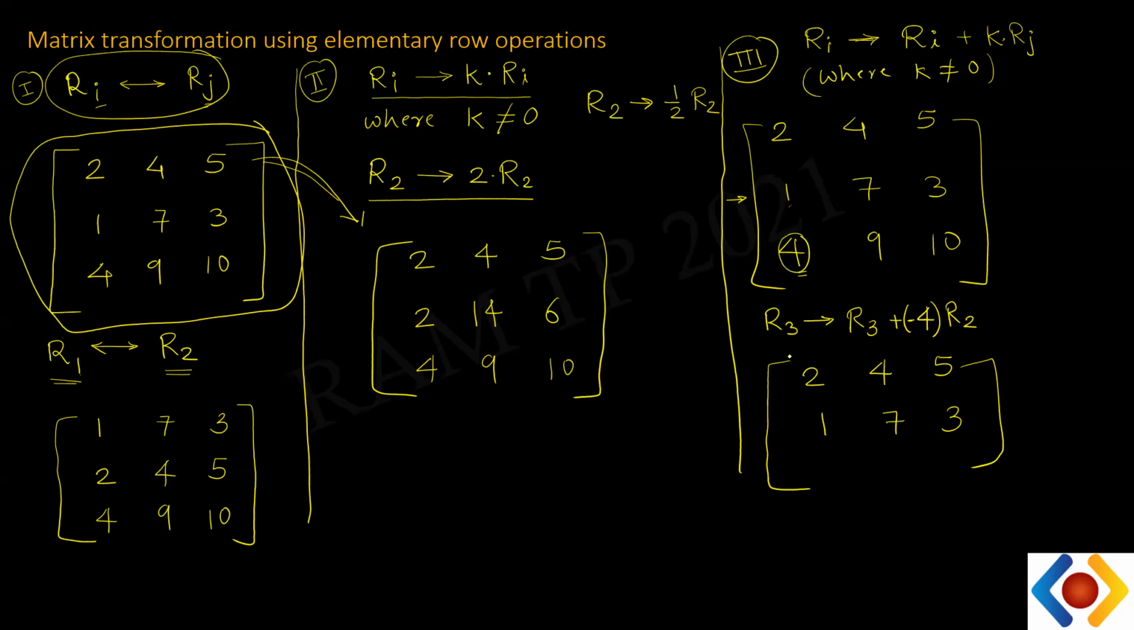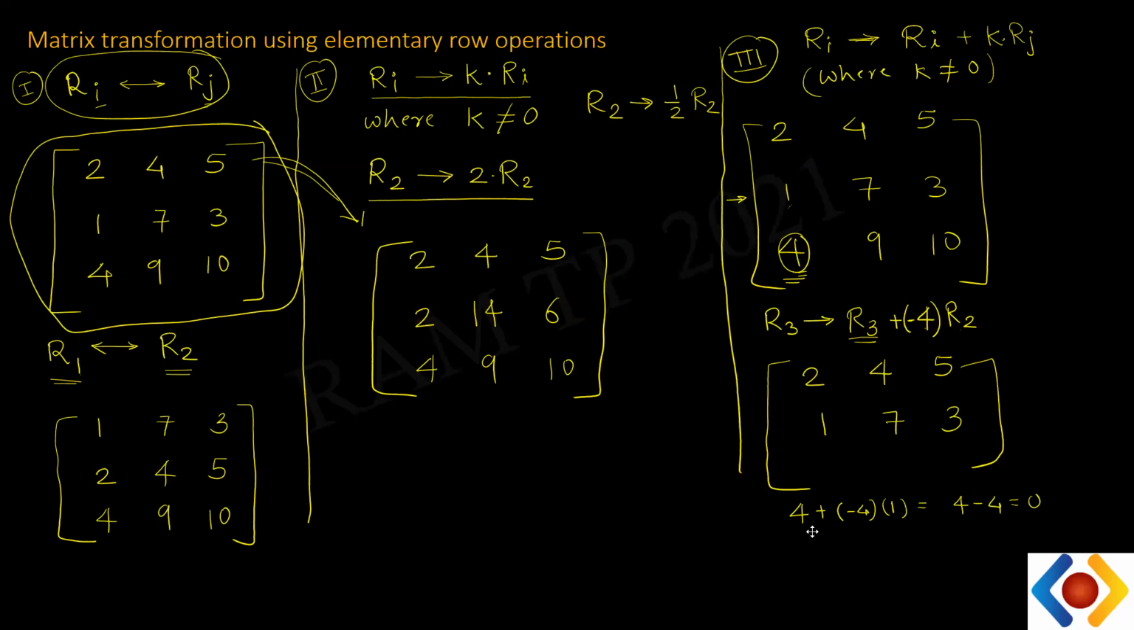Now let's think about each element. What's going to happen with 4? I'm going to write R3. My new R3 is going to be the original R3, which is 4. I'm just focusing on this element. Plus -4 times the corresponding element from row 2. What is the corresponding element from row 2? 1. Very good. So 4 into -4 into 1 is -4. So 4 minus 4 is going to give me 0, right?